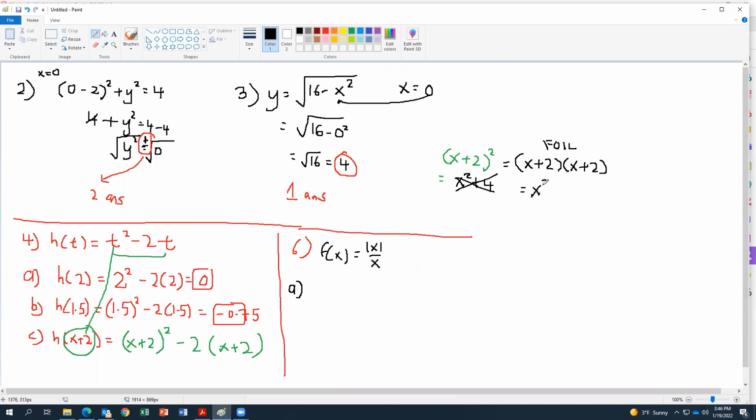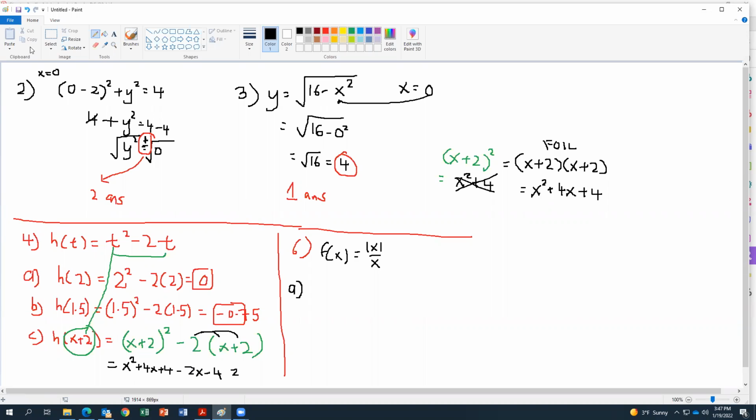You will get x squared plus 4x, yes, plus 4. So be careful with this. It's not x squared plus 4. It comes with 3 terms, not 2 terms. So this will give us x squared plus 4x plus 4. And then you need to distribute your negative 2 here. You get negative 2x minus 4.